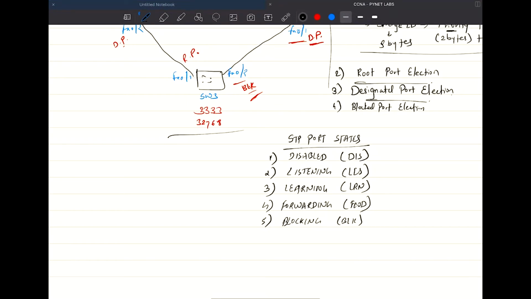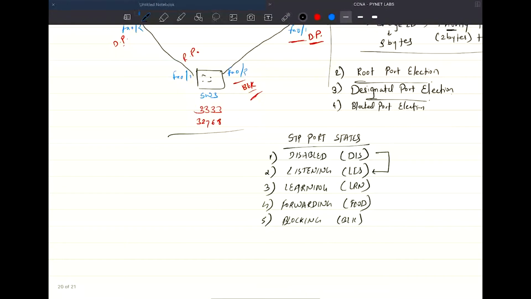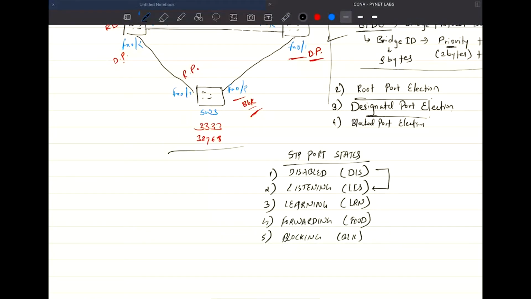Now by default the interface might be off. Then as soon as the interface comes up, you would see that the interface goes into listening mode. In listening mode, it only has the ability to participate in the BPDU process, meaning the root bridge election process. It cannot learn MAC addresses and it cannot forward unicast or multicast frames. It can only forward BPDU traffic and participate in the root bridge election. That's all it can do in listening mode.